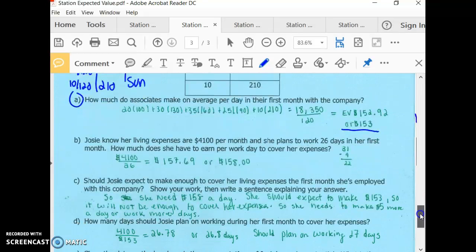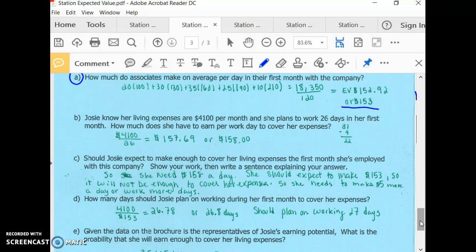Josie knows that her living expenses are $4,100. Is she going to make enough money? She plans to work 26 days in her first month. So $4,100 divided by 26, which is $157.69, or I rounded that up to $158.